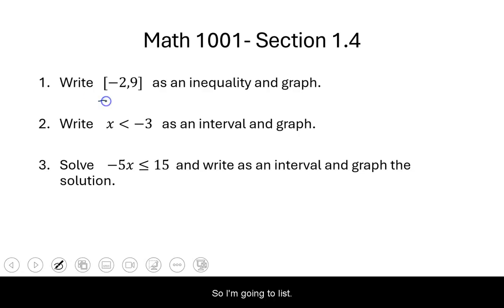So I'm going to list -2, I have my x, and then I have my 9. So we need to look at, okay, is that a parenthesis or bracket? It's a bracket, so I know that's going to have my extra line underneath. And then 9, what's touching that one? Is it going to be parenthesis or bracket? It's a bracket, so that means I have that extra line underneath. So that's my inequality. So let's graph it.